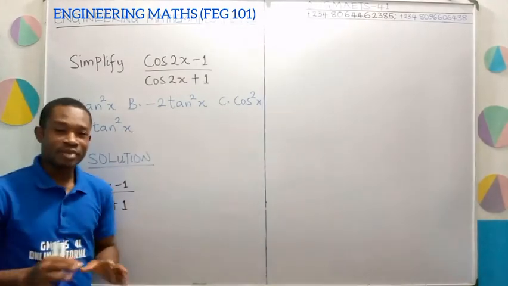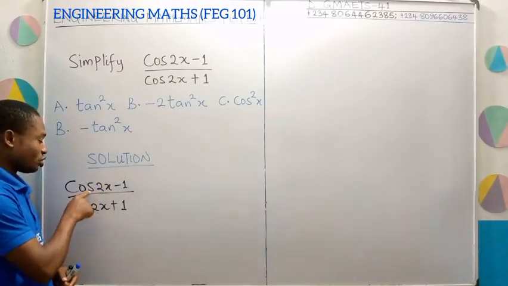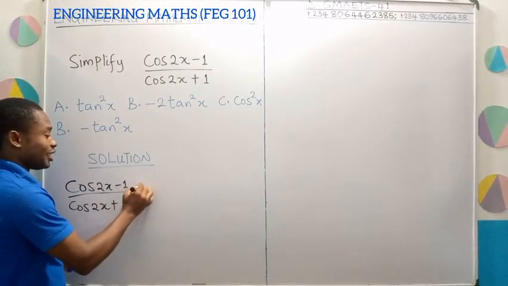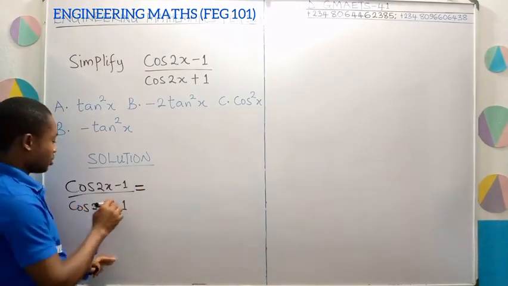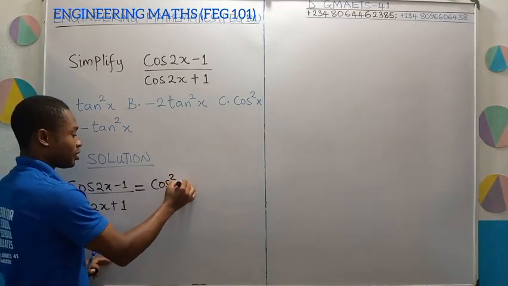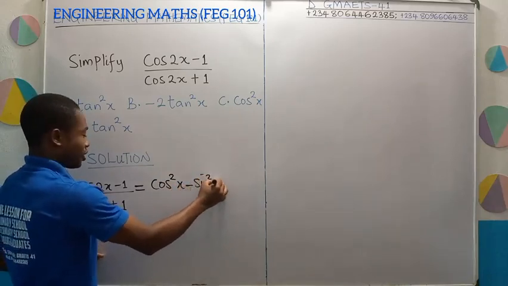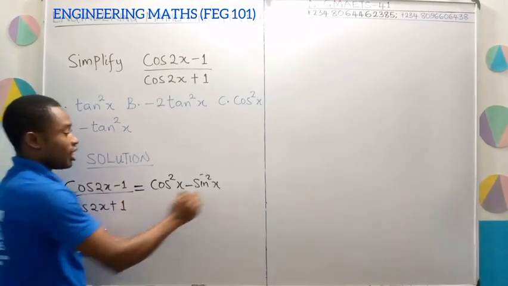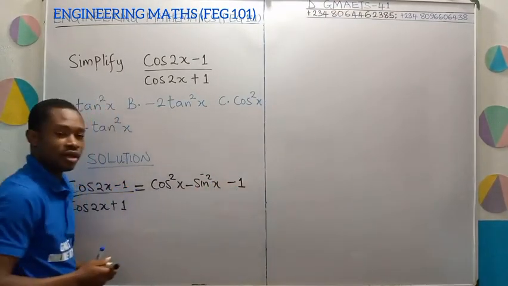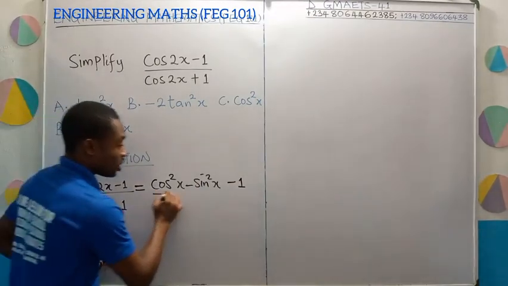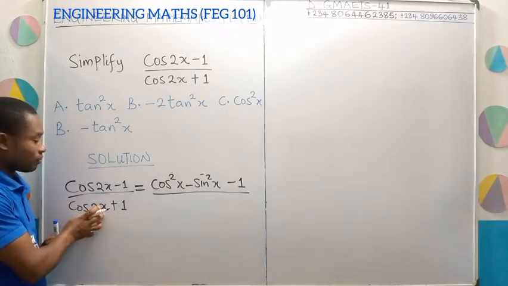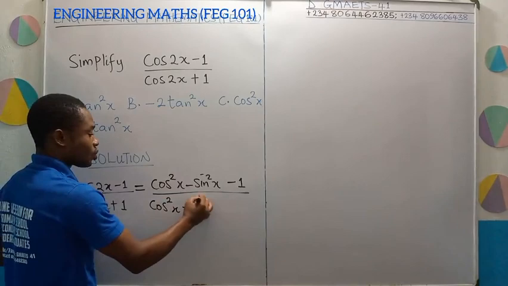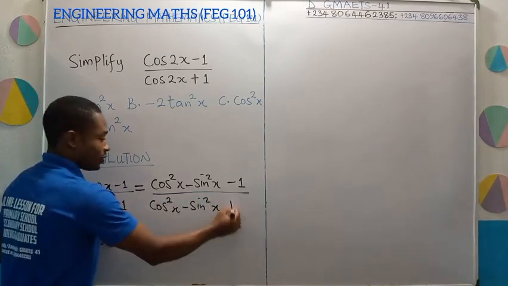Therefore, looking at this problem, the only thing I can do is copy the trig identity for this cos 2x, which, from the knowledge of trigonometric identity, is equal to cos square x minus sine square x. So this is the trig identity of cos 2x, and then we're going to do minus 1. We shall divide it by, we'll do same here, cos 2x, we copy this identity once again, which is cos square x minus sine square x. Then of course this is plus 1.